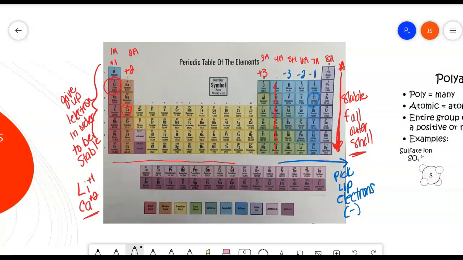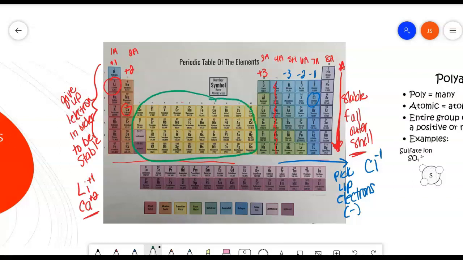So let's look at chlorine again. Chlorine, if you figure out where it is on the periodic table, you know exists with the -1 charge. So just by looking at the elements on the periodic table, you can figure out what their charge will be. So let's go back to these.